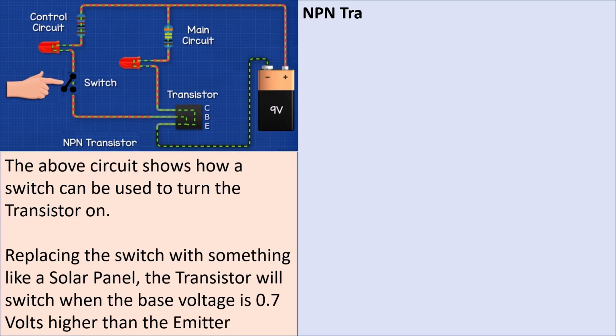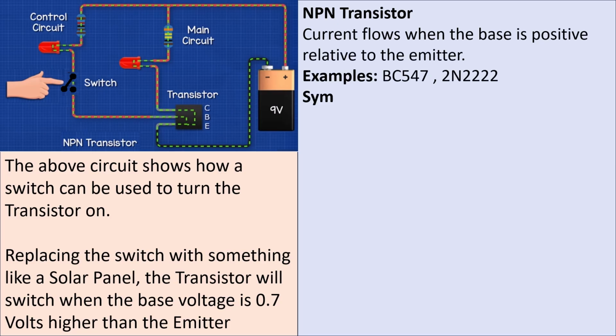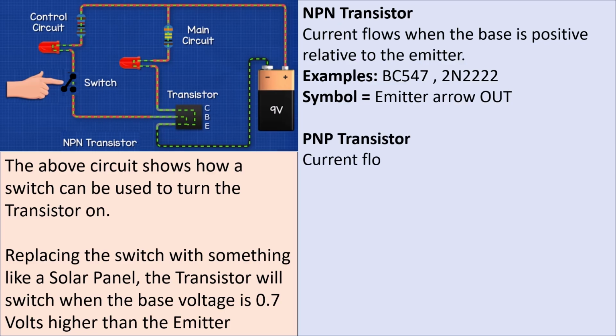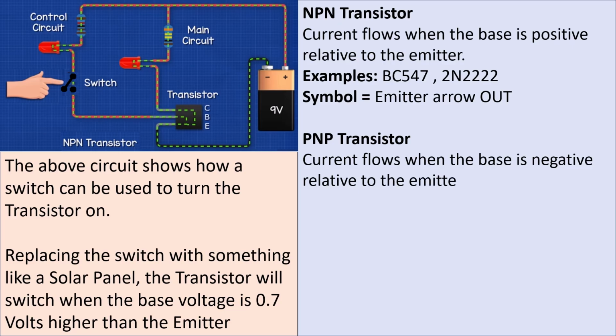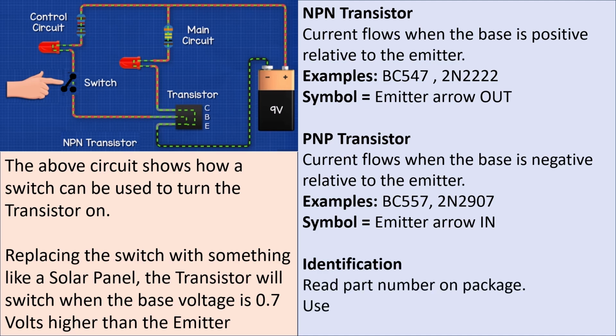NPN transistor. Current flows when the base is positive relative to the emitter. Examples: BC547, 2N2222. Symbol: emitter, arrow out. PNP transistor. Current flows when the base is negative relative to the emitter. The examples are shown there. Symbol: emitter, arrow in. Identification: read the part number on the package. Use a datasheet for pin arrangement.